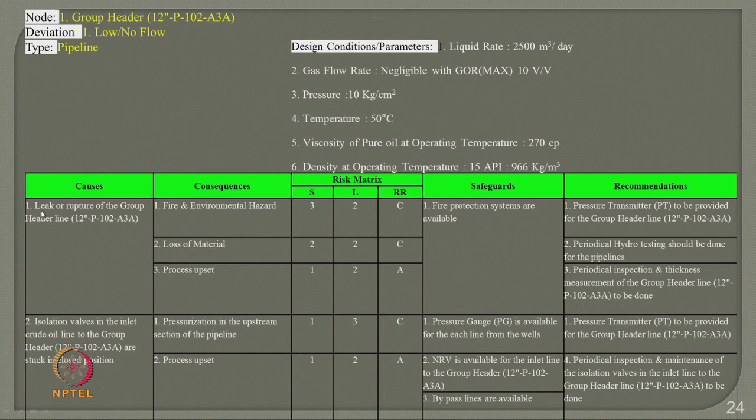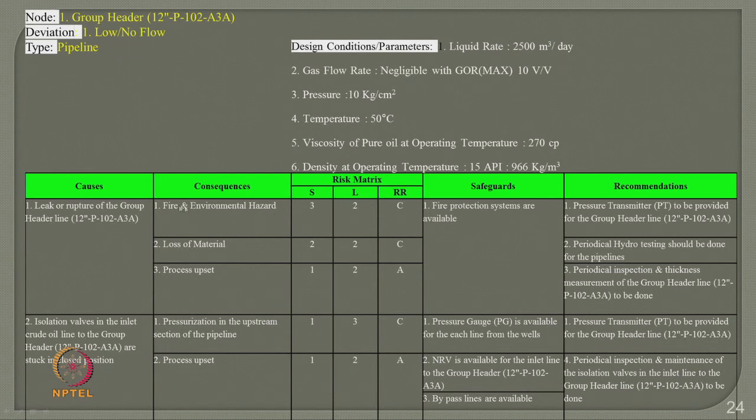Let us take leak or rupture of a group header line, which is designated as 12 inches pipeline 102 A3A. So once we enter it here, automatically the software takes the database from here and enters it here with the node number 1. Once the node number 1 is indicated, it is automatically mentioned as the group header as shown here. Now the consequences of this cause of rupture of the header line can result in fire, it can cause environmental hazard, it can cause loss of material, and can also result in process upset.